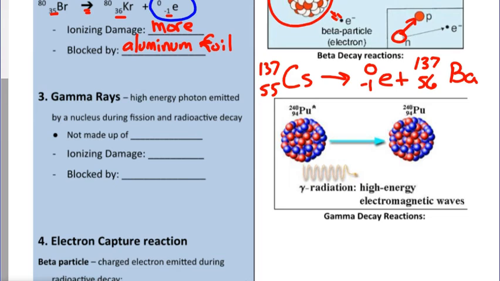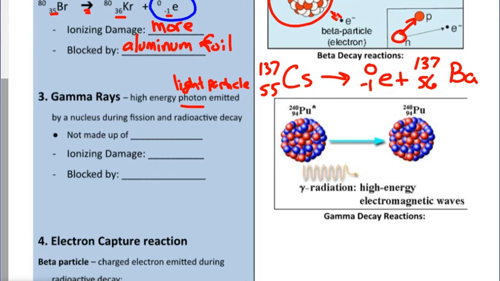But a gamma ray is essentially just a really high energy source of light that's being released by an unstable radioactive nucleus. So it's a high energy photon, which is a light particle that's emitted by a nucleus during fission, and oftentimes just in any general decay reaction, like alpha or beta decay.